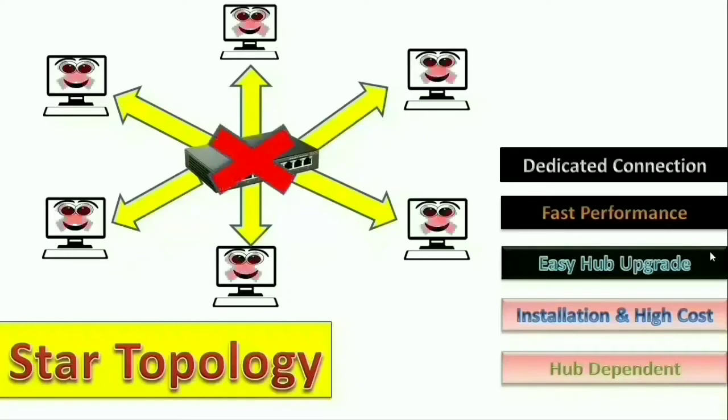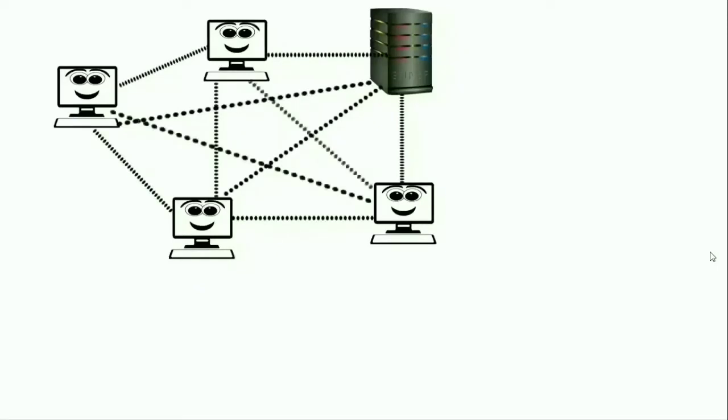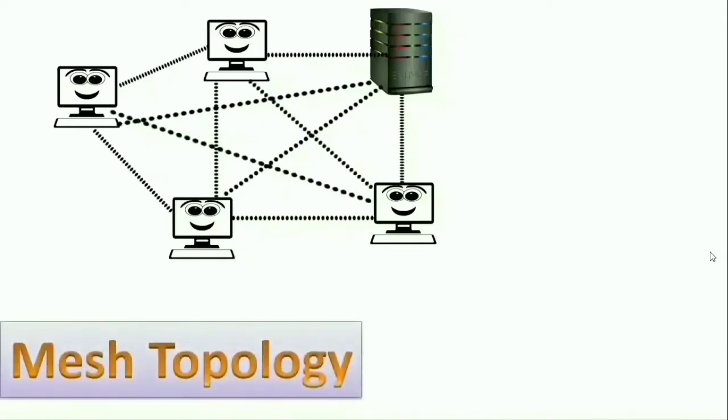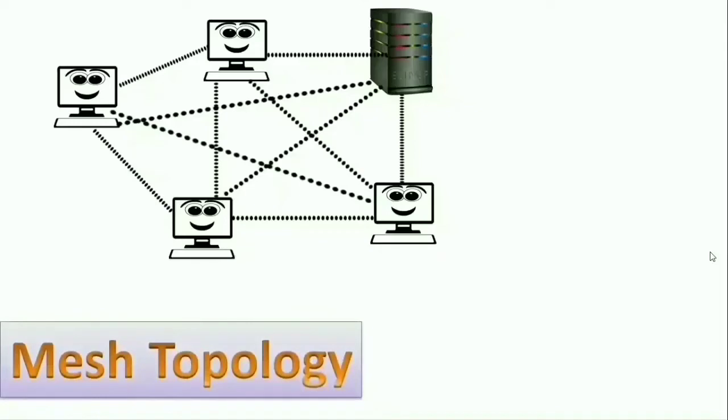Now moving on to the next topology. There are 4 computers and a server, and the server is connected to all computers and the computers are interconnected with each other. This type of topology is known as mesh topology. In this topology, it has n(n-1)/2 channels for n devices. There are 2 ways of data transfer.